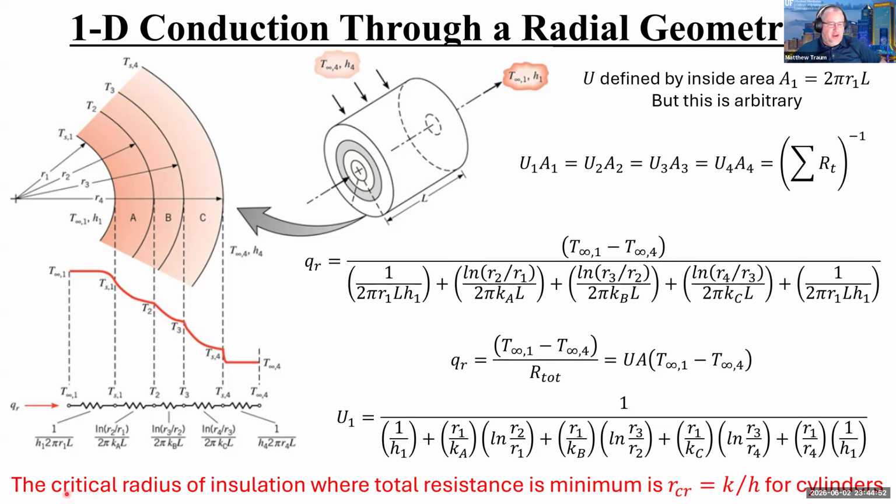But I will just mention that the critical radius of insulation is where the total resistance is minimized, and it's equal to the conduction coefficient divided by the convection coefficient for a cylinder. And then it's actually 2K over H for a sphere. Okay.